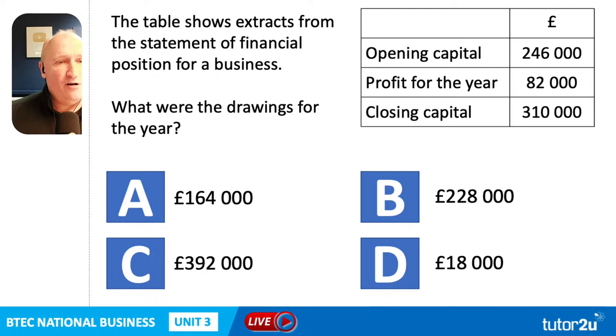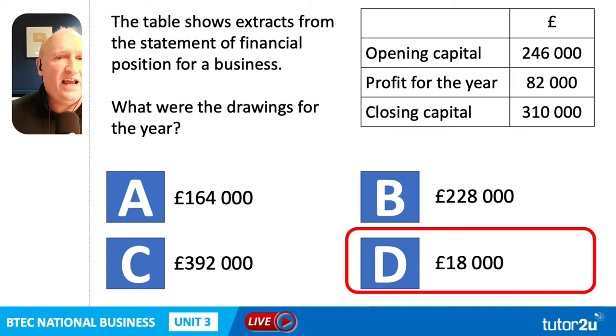So Rian, Andrea, Dane and Joseph, all going for the same one. Emily as well, going for D. So let's have a look and see whether you are right. And well done. It is indeed D, £18,000 worth of drawings. But looking at the live chat, I can see that one or two people are not sure about that one. So why don't we just spend a few seconds explaining what drawings are.